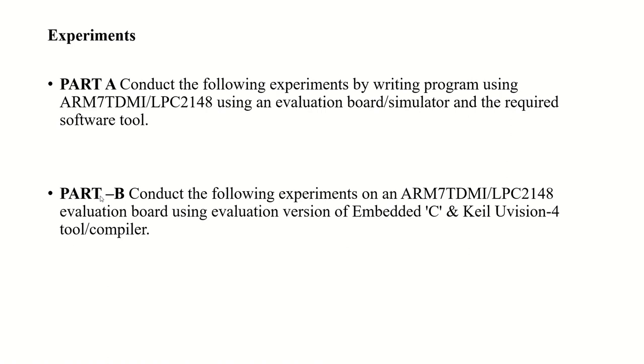In Part B programs, we have to use one evaluation board with evaluation software. The software is Keil and the programming language is embedded C. But we have to use the evaluation board for execution purposes. In Part A, we don't need to use any evaluation board, just software execution. We have to see the debugging answer.